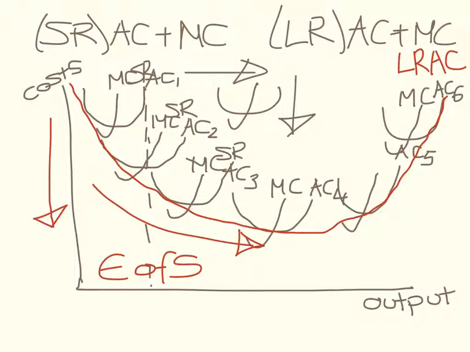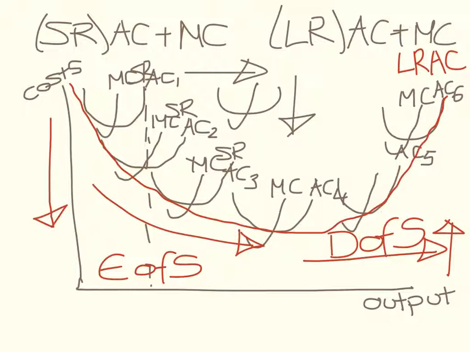Then it reaches a point and starts to increase. That's where, when output increases in the long run, we start to see average costs increase, and that is called, as you may have guessed, diseconomies of scale. There are lots of reasons for economies of scale, and lots of reasons for diseconomies of scale, and that will be coming up in another video.